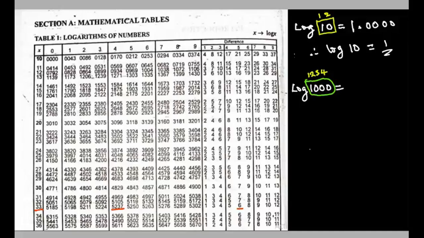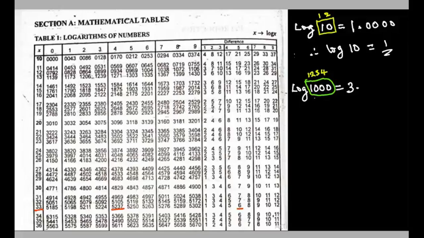1, 0, 0, 0. Now always do a minus 1 to get your characteristic. So 4 digits minus 1 gives us 3. Yes. So we have 3 point something. Now let's get the log value of this.